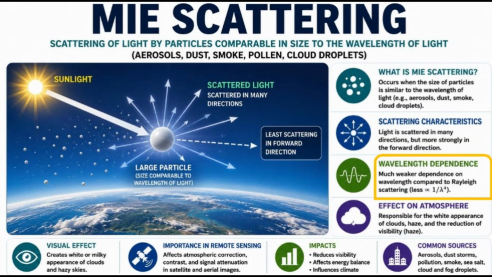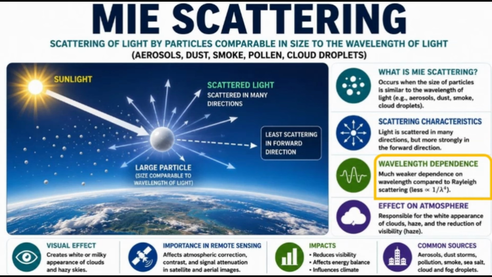The non-selective scattering is important in remote sensing as it strongly affects atmospheric path radiance, contrast, and signal attenuation in optical and multispectral imagery. In the atmosphere, it reduces visibility, it creates haze, and it increases sky brightness. The common sources of these large particles are cloud droplets, fog and mist, dust and smoke, and water droplets.